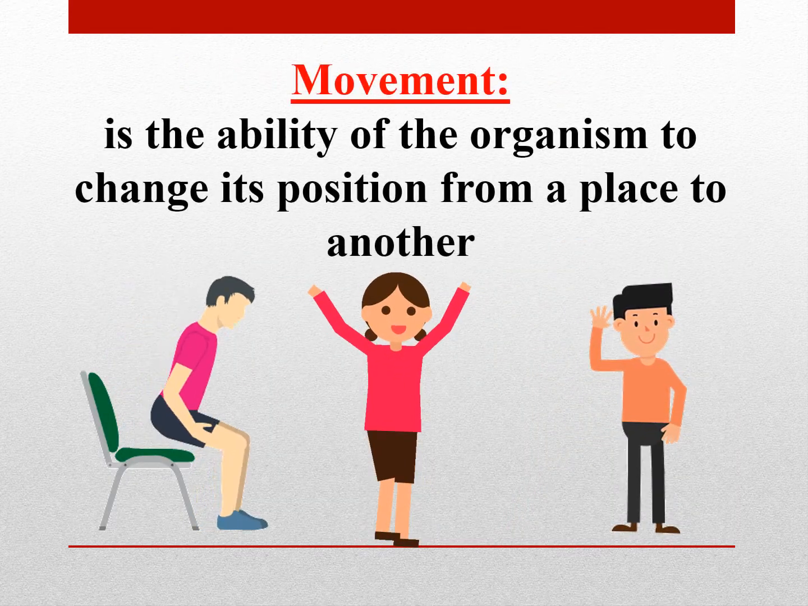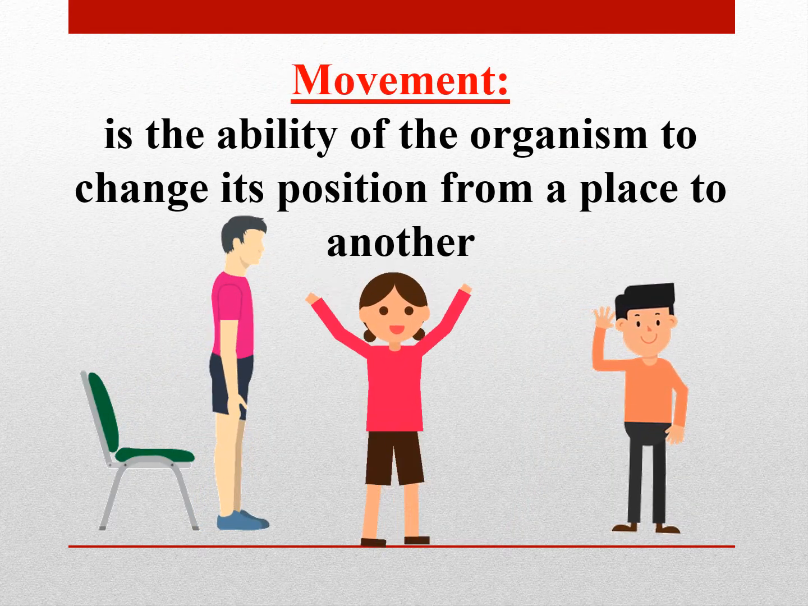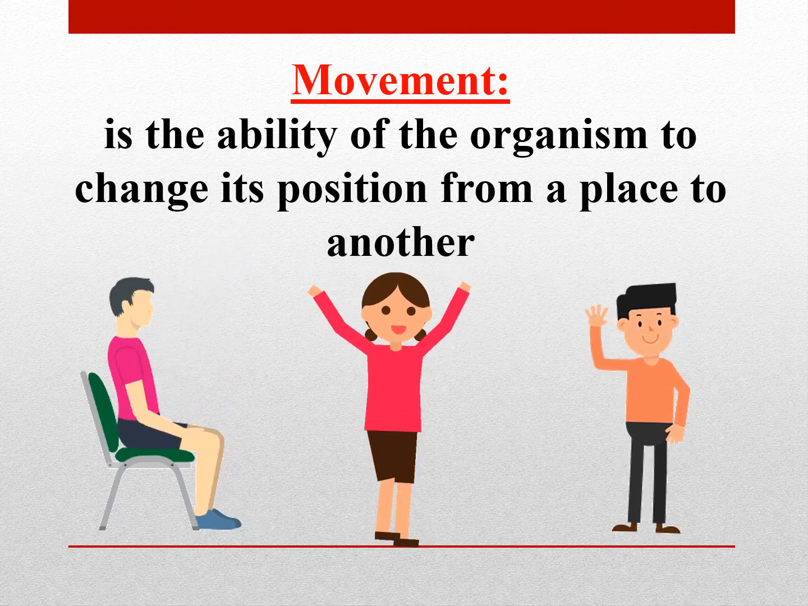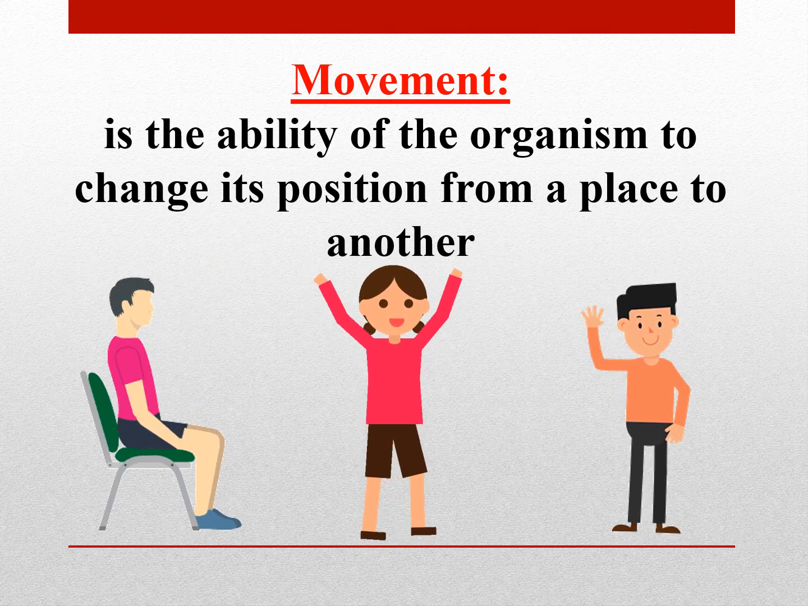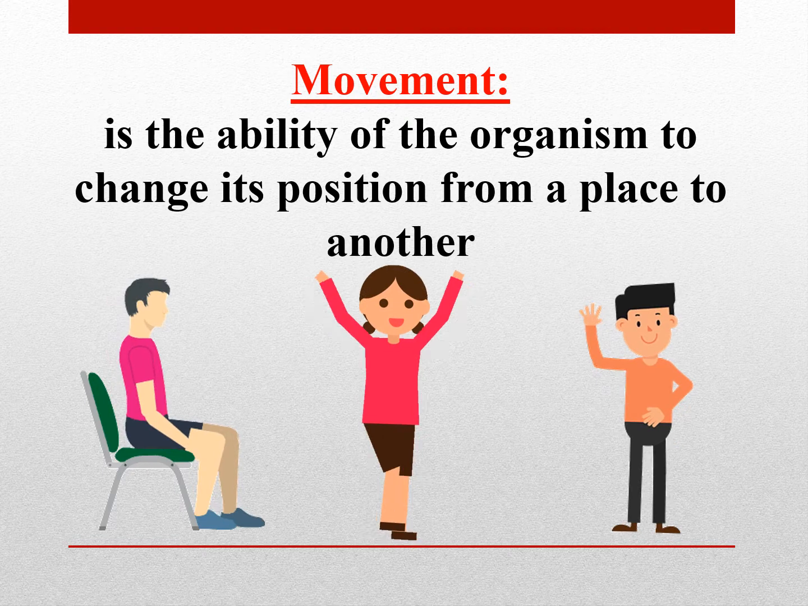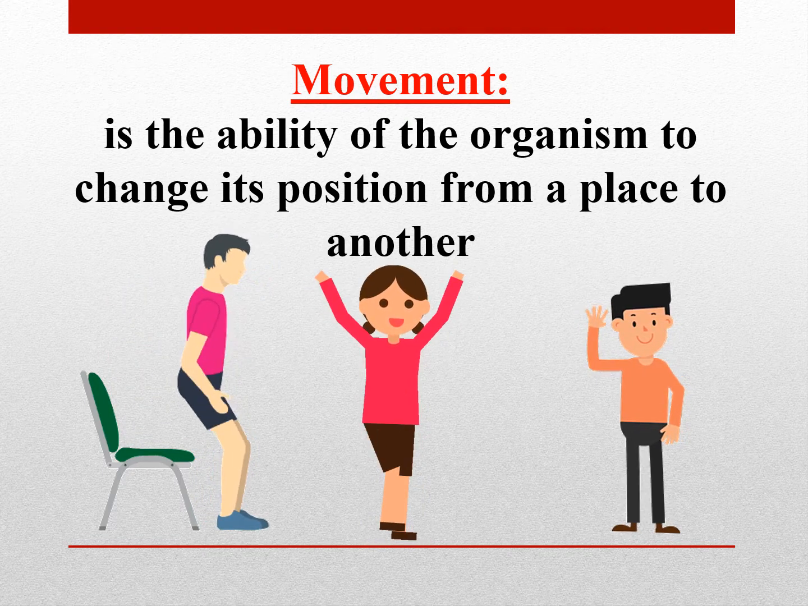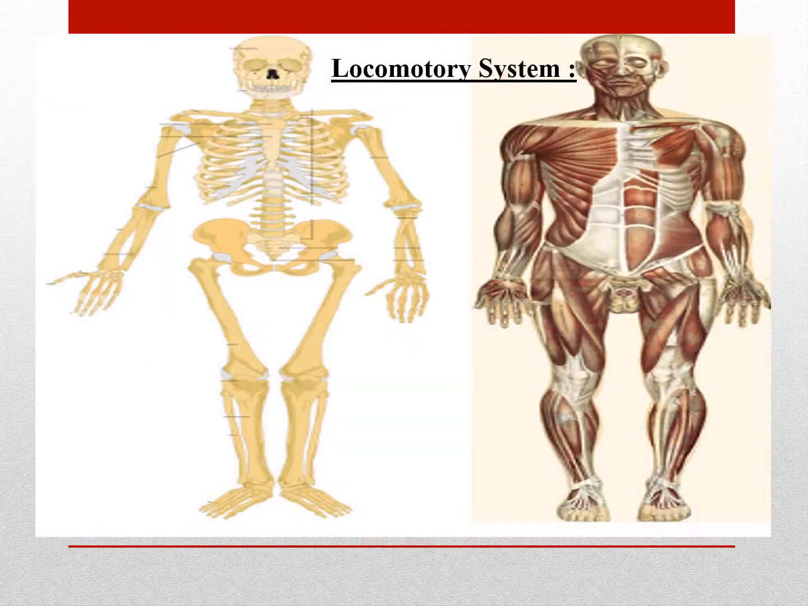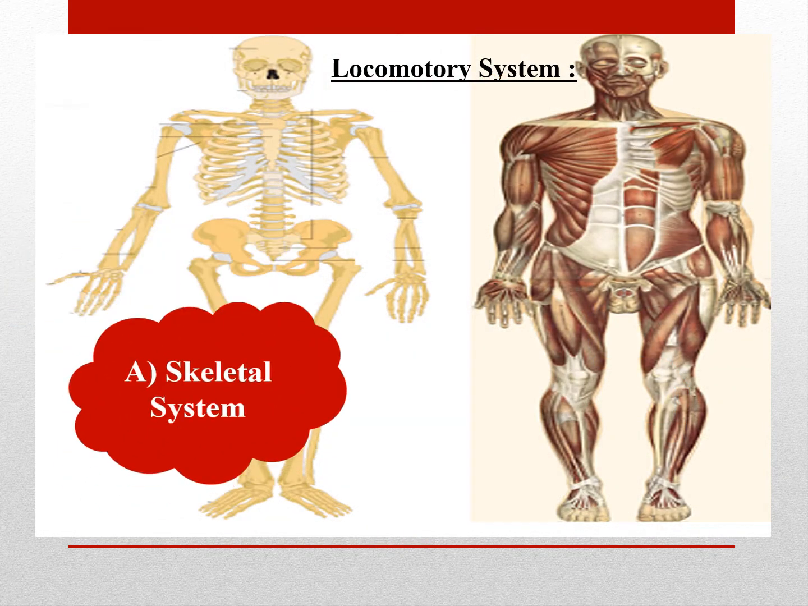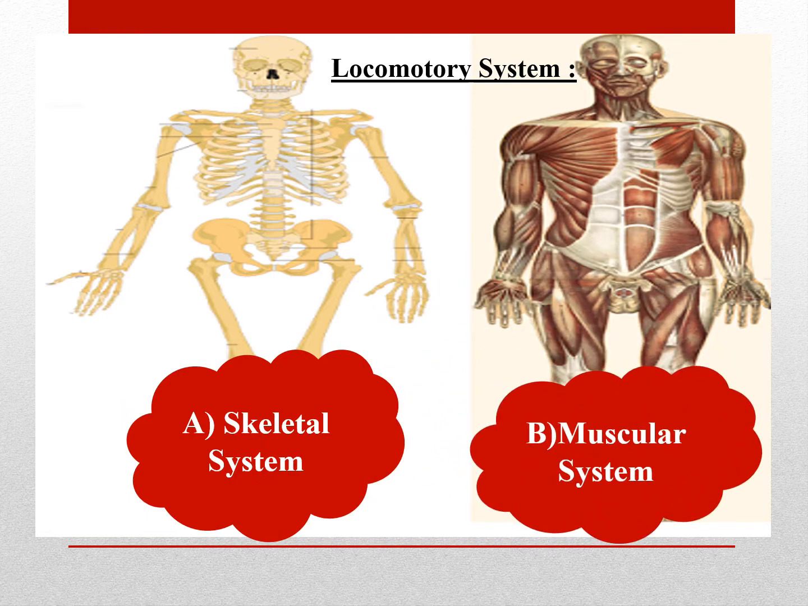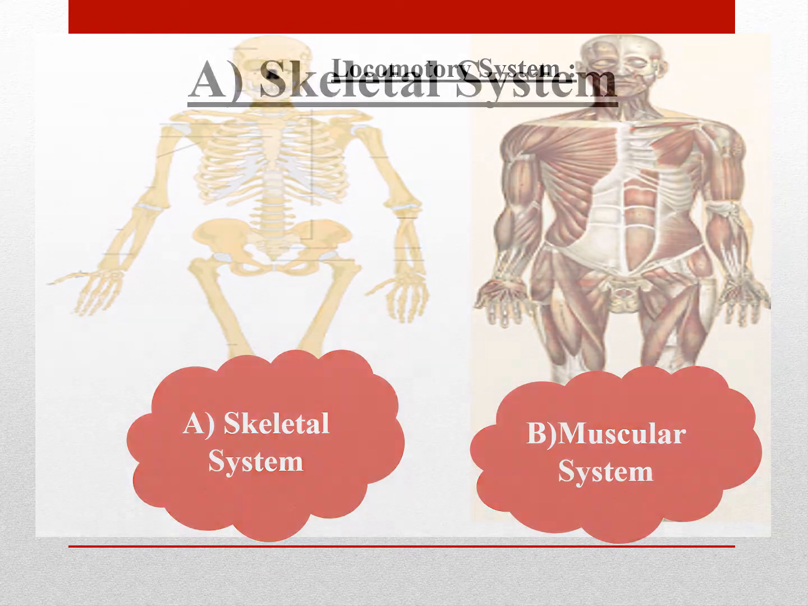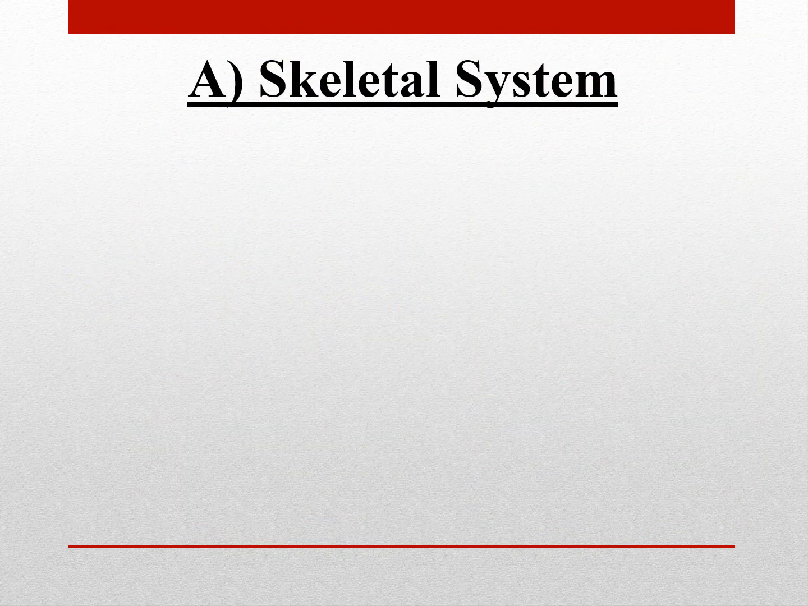What is movement? What's meant by movement? Movement is the ability of the organism to change its position from one place to another. The human locomotory system is divided into two other systems, the skeletal system and the muscular system. Now I'm going to talk about the skeletal system in detail.